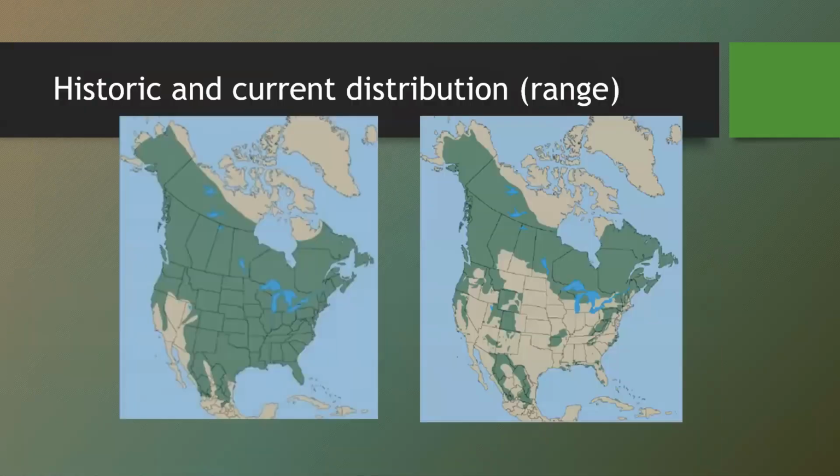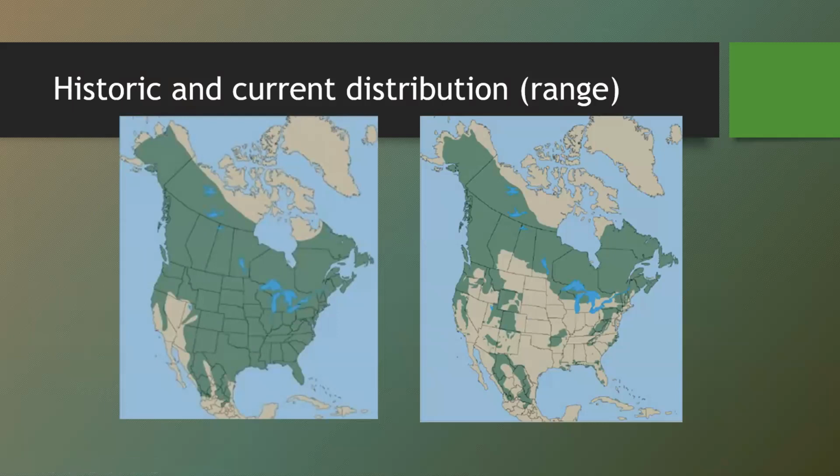And bears have definitely responded to the presence of humans. This is a historic distribution map on the left. You can see at one point bears probably covered much of North America. Today, their range is greatly contracted, and certainly they're missing from large swaths of where they used to occupy.